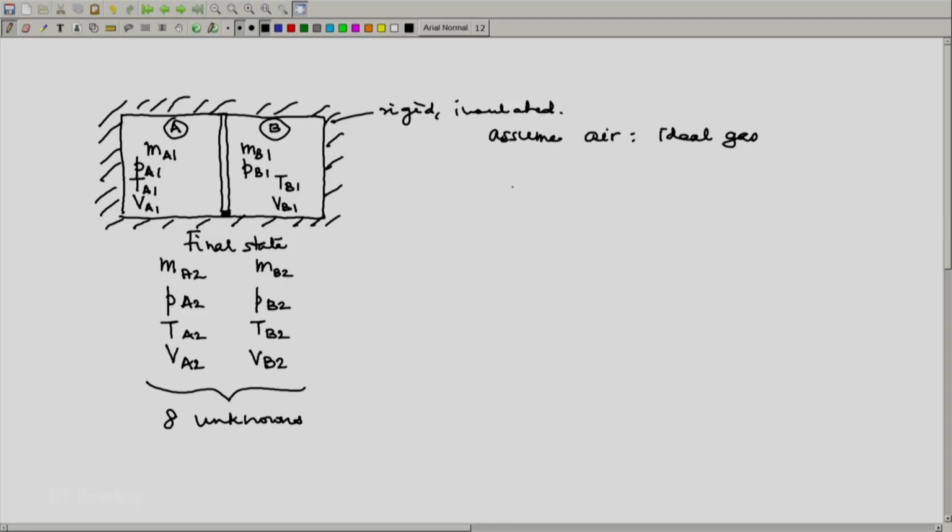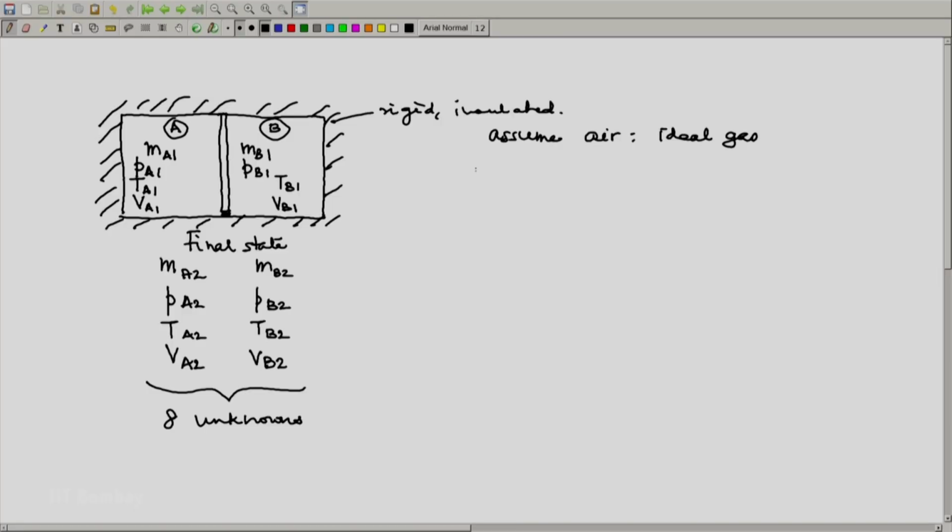Let us look at those equations. First, although A plus B together is a closed system, because the piston is leak proof, mass on side A remains unchanged, mass on side B remains unchanged. So, one equation would be MA2 is MA1. Similarly, MB2 is MB1. 2 equations.